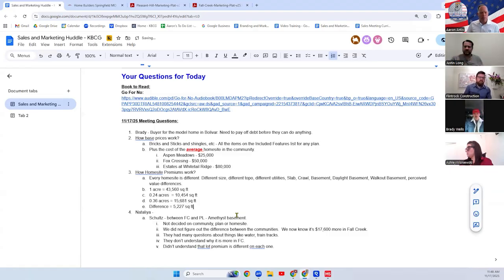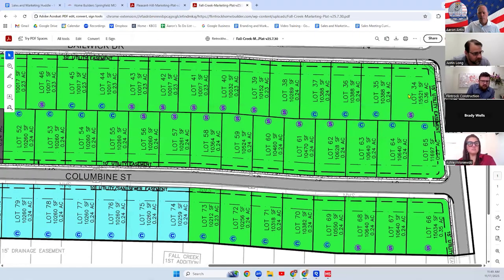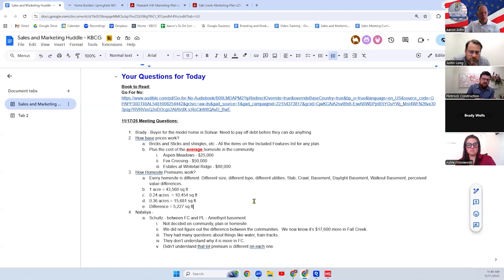Mr. and Mrs. Smith, home site 34 versus 35. I know you were looking at those two. The larger home site gives you an additional 5,227 square feet of yard. The home you're looking at is 1,400 square feet. This gives you an additional 5,227 square feet of outdoor living space. Does that add value for you?